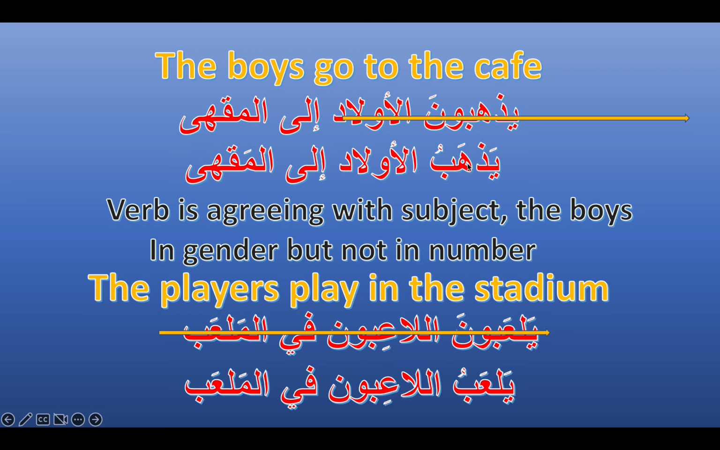So again, the verb is agreeing with the subject, the boys, which is masculine in gender, but it's not agreeing in number. Again, the players play in the stadium. It's not يلعبون اللاعبون في الملعب. We just say يلعب اللاعبون في الملعب. So yeah, it's very important. And with time, with practice, you'll get this. But this is how we structure sentences in Arabic.